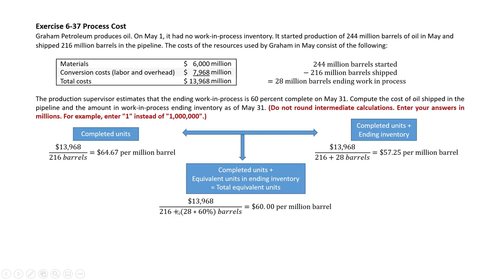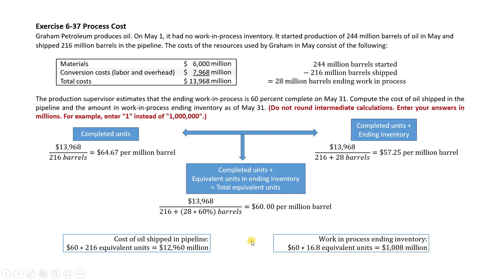Add it to the number of units finished, divide it into 13,968, and I get the correct average cost per million barrel of $60. That's accurate. So all I have to do now is apply this to the number of units shipped, $60 equivalent unit costs per million barrel times 216 equivalent units shipped out equal 12,960. Again, really that's millions. And also ending inventory.